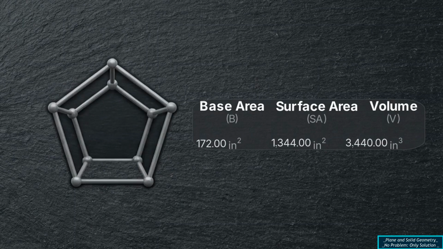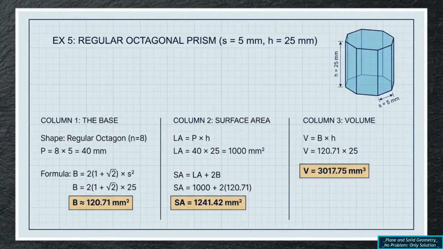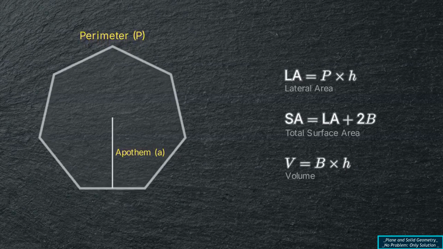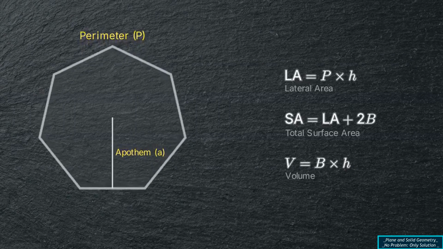Looking at this 6-sided hexagonal example, we see the exact same progression. Calculate the 2D base, find the lateral boundary, and multiply for the volume. The identical pattern applies to this 8-sided octagonal prism. Even as the shape becomes more complex, the sequence of operations is the same. Increasing the number of sides changes the specific variables for the apothem and perimeter, but our 3D master formulas are entirely immune to the shape of the base.